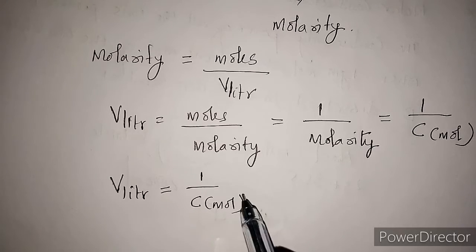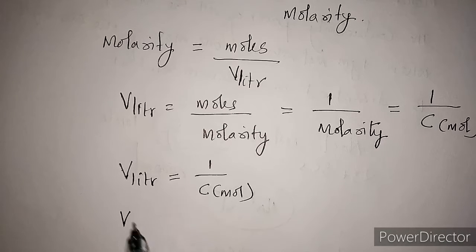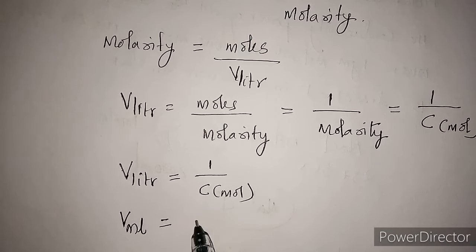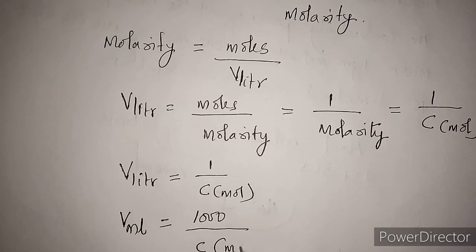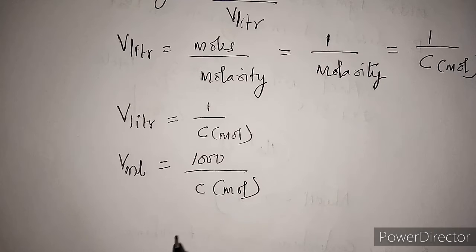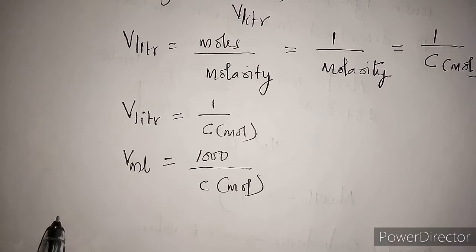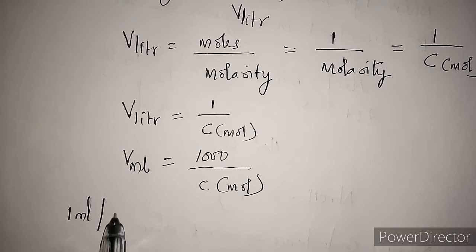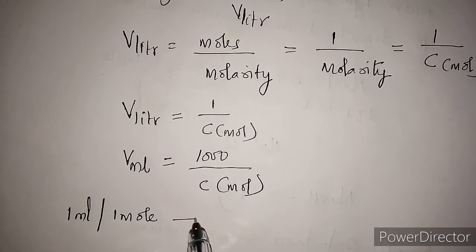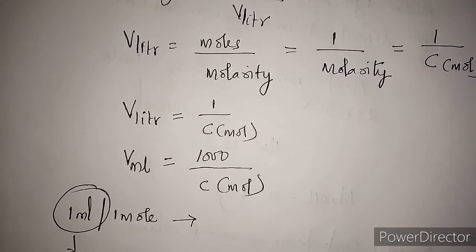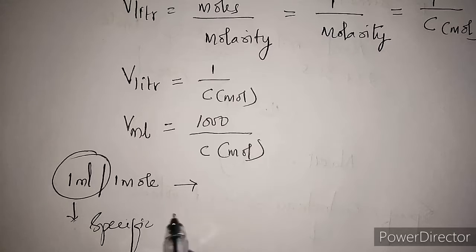Now if you convert liter to ml, 1 liter contains 1000 ml. Now C is the molarity, as well as the volume. If only 1 ml contains 1 mole of the solution, that is actually the molar conductance, and if it is in 1 ml, we call it the specific conductance.